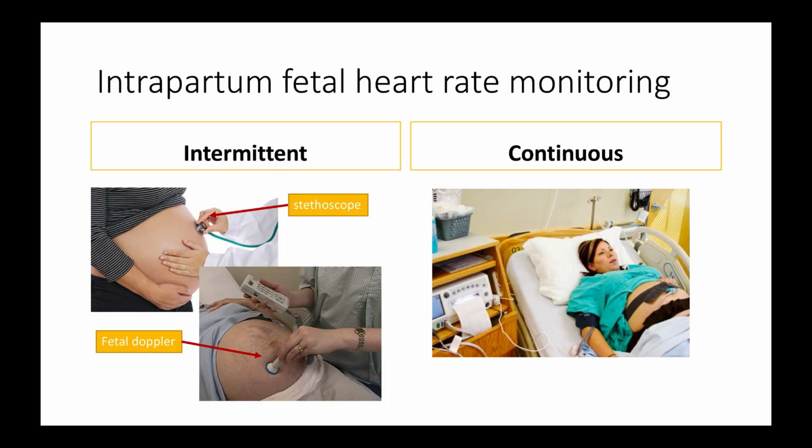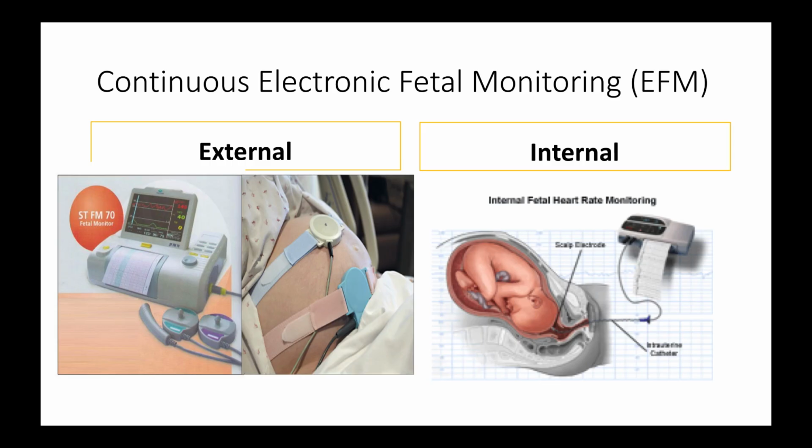It is electronic because we are using a machine, and this machine is connected to the mother's tummy by two electrodes that are attached, as you can see here, on the mother's abdomen. For continuous electronic fetal heart rate monitoring, we have two types. We have the external, which we usually see nowadays in hospital delivery rooms, and we also have the internal type of electronic fetal monitoring.